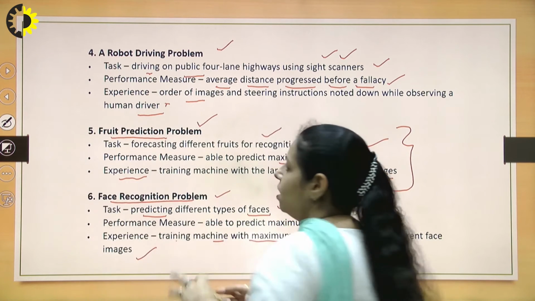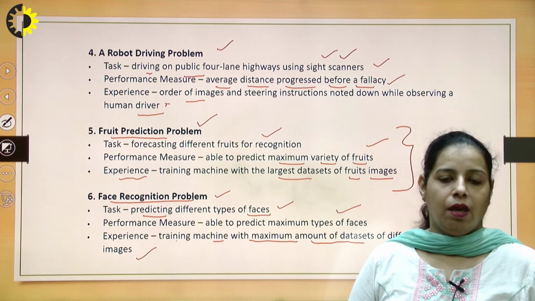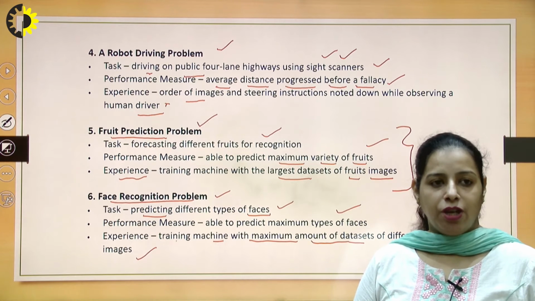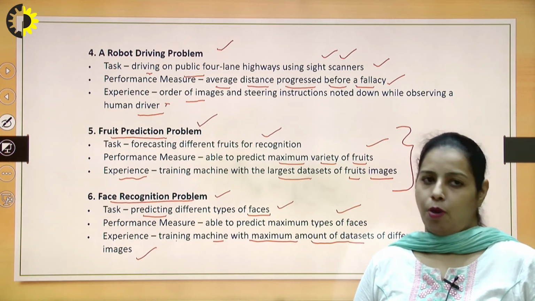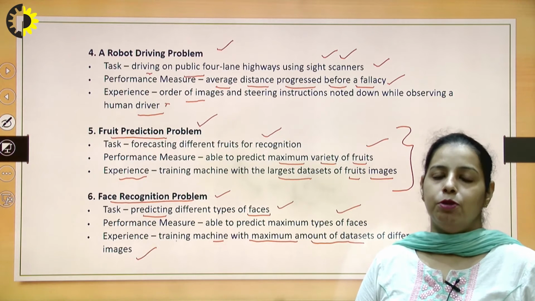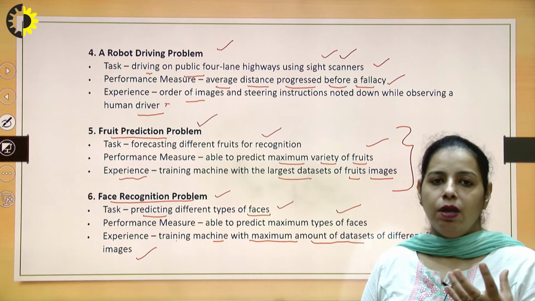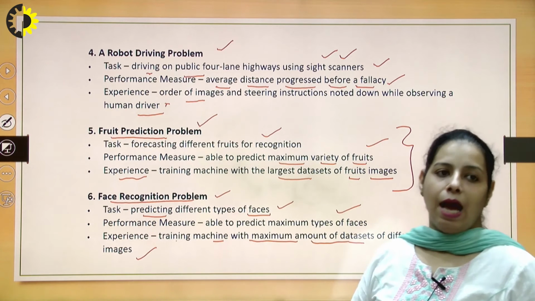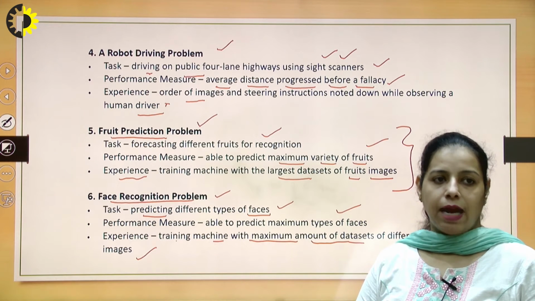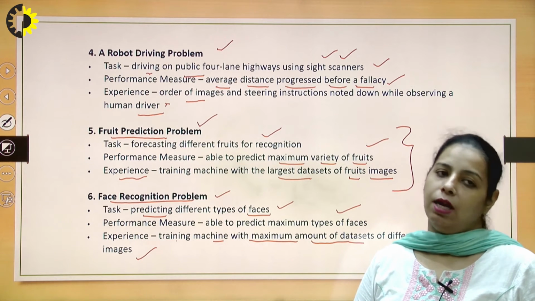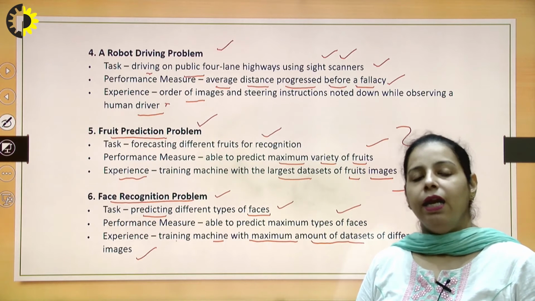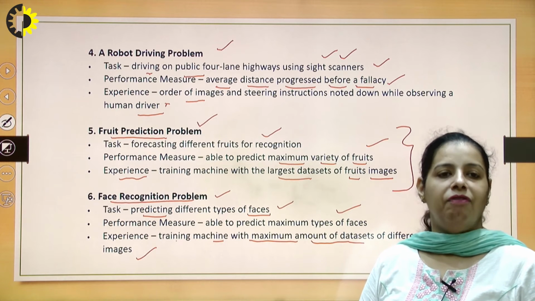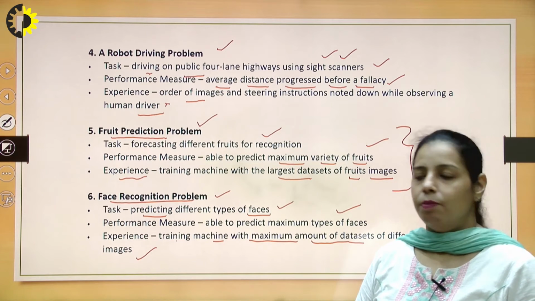So from these 6 problems, we get an idea of what a well-defined or well-posed problem actually is. Whatever problem comes to us, first we have to divide it into 3 categories. We have to check whether this problem has all these 3 traits, that is task, performance measure and experience. If it has, then it falls under the category of well-defined or well-posed problems.